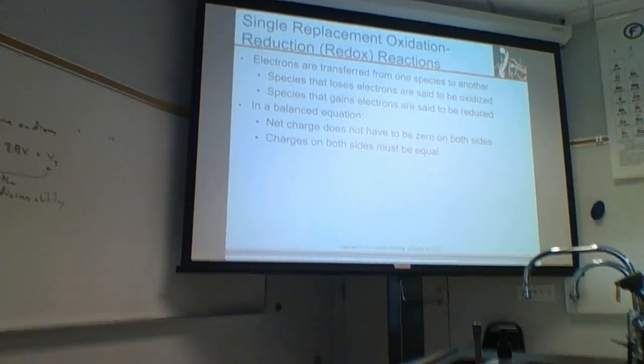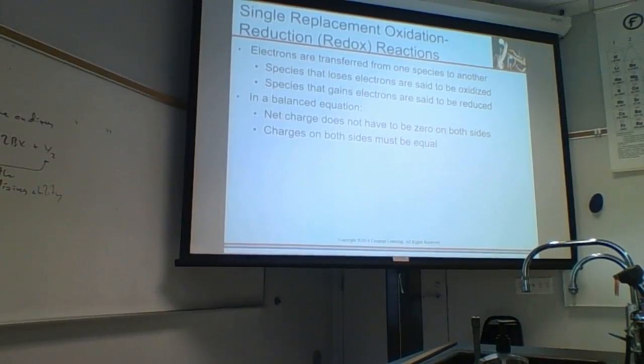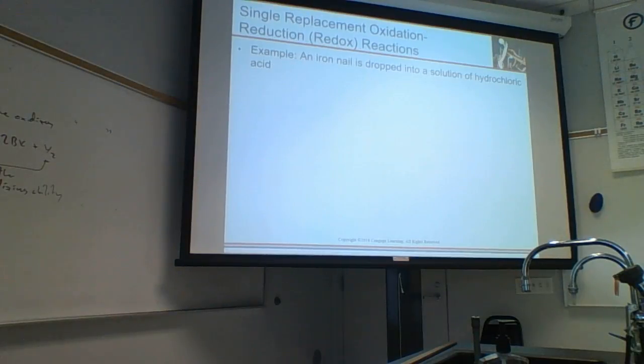All right, let's take a look at single replacements here. Single replacements of redox reactions, redox reactions with electron transfer reactions. And don't worry about that balance. Balance is just, everything has to be balanced, not just redox. Everything. An iron nail is dropped into hydrochloric acid.